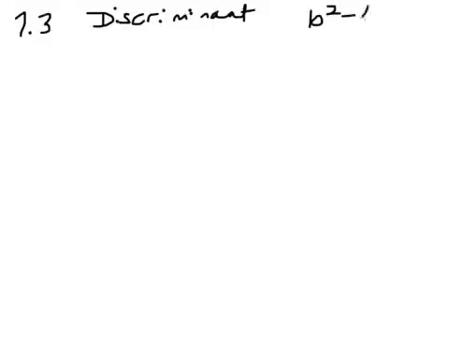Okay, we're doing section 7.3 on discriminants. The instructions for the first couple that I assigned, number 1 and 3, said determine the nature of the roots. If you remember, what they're asking us to do is to look at the discriminant. The discriminant is that little piece of the quadratic formula, the b squared minus 4ac. It's under the radical in the quadratic formula.